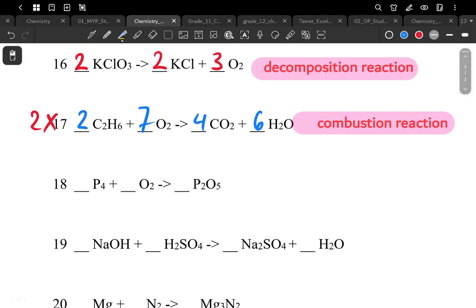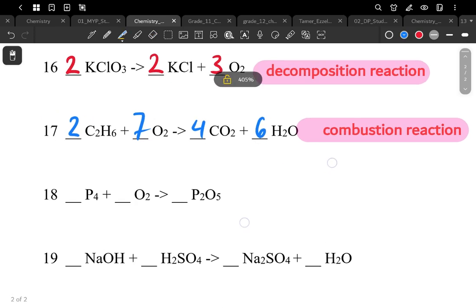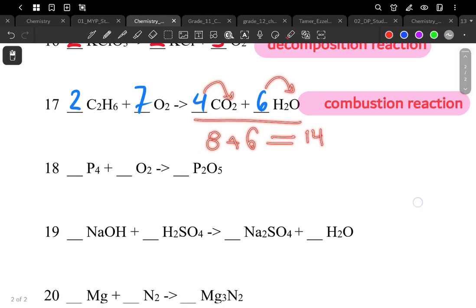So let's check now the final answer. This is the final answer. So how many carbon atoms do we have here? 4, right? And here we have 4 carbon atoms. How many hydrogen atoms? 12. 2 multiplied by 6 is 12. 6 multiplied by 2 on the other side is also 12. How many oxygen atoms do we have here? 14 oxygen atoms. How many oxygen atoms do we have here? 4 multiplied by 2 is 8, plus 6 multiplied by 1 is 6. 6 plus 8 is 14. So it is balanced.